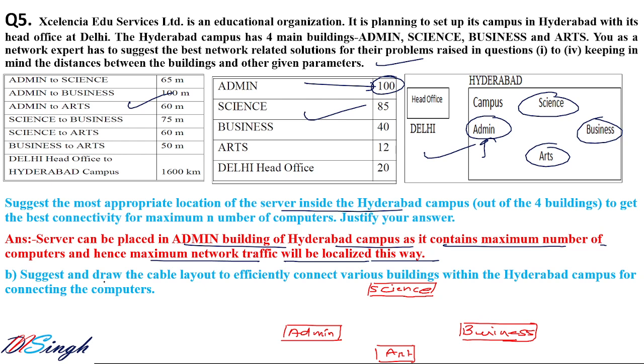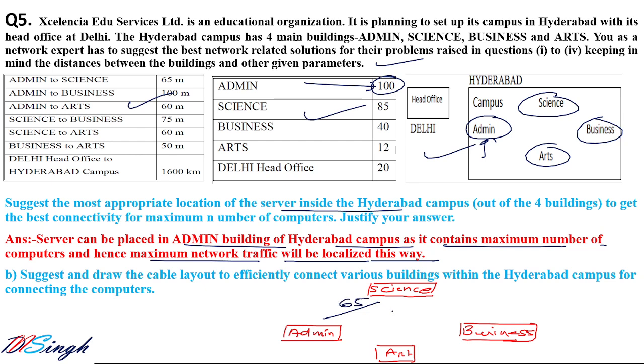Next question is to suggest and draw the cable layout for this particular thing. For the cable layout, we have to take admin in the center. From admin, we are going to connect the other blocks. So from admin to science, how much distance? It is 65. So admin to science, we have taken 65.